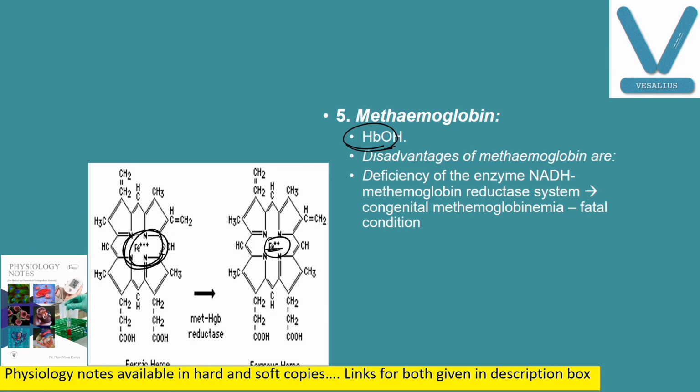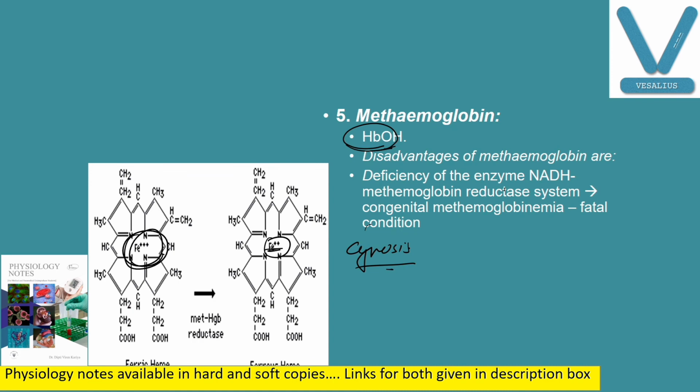And the disadvantage of methemoglobin is that it cannot unite reversibly with oxygen. It cannot bind with oxygen. Okay, it is attached to the OH, which is not given off in a vacuum. So methemoglobin is dark colored, and when it is present in a large quantity, it gives a bluish discoloration, which is known as cyanosis. Okay, this also occurs due to deficiency of the enzyme NADH methemoglobin reductase system.